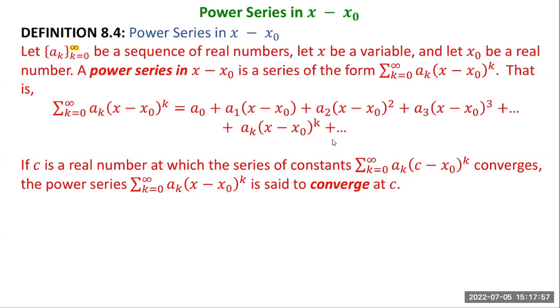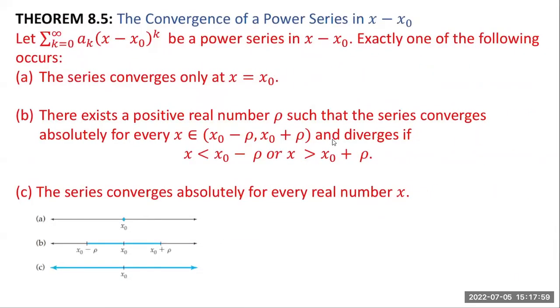All right, let's move on. And we have a similar theorem, just like the one we did for the previous power series definition. Here is the theorem. Let's go over theorem 8.5. Let sigma k goes from 0 to infinity, a_k times (x minus x naught) to the power k be a power series in x minus x naught, then exactly one of the following can occur. Okay, then exactly one of these three possibilities is there.